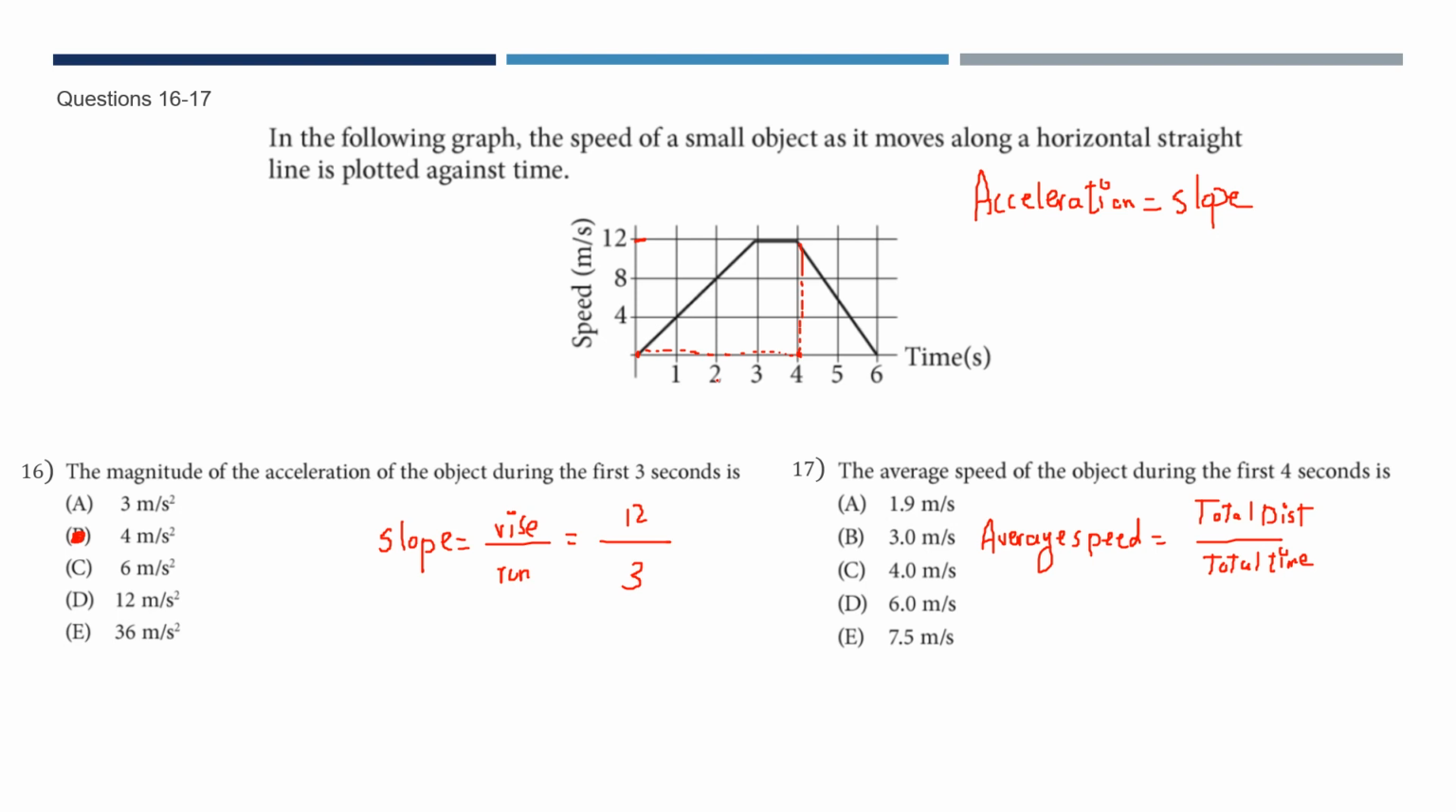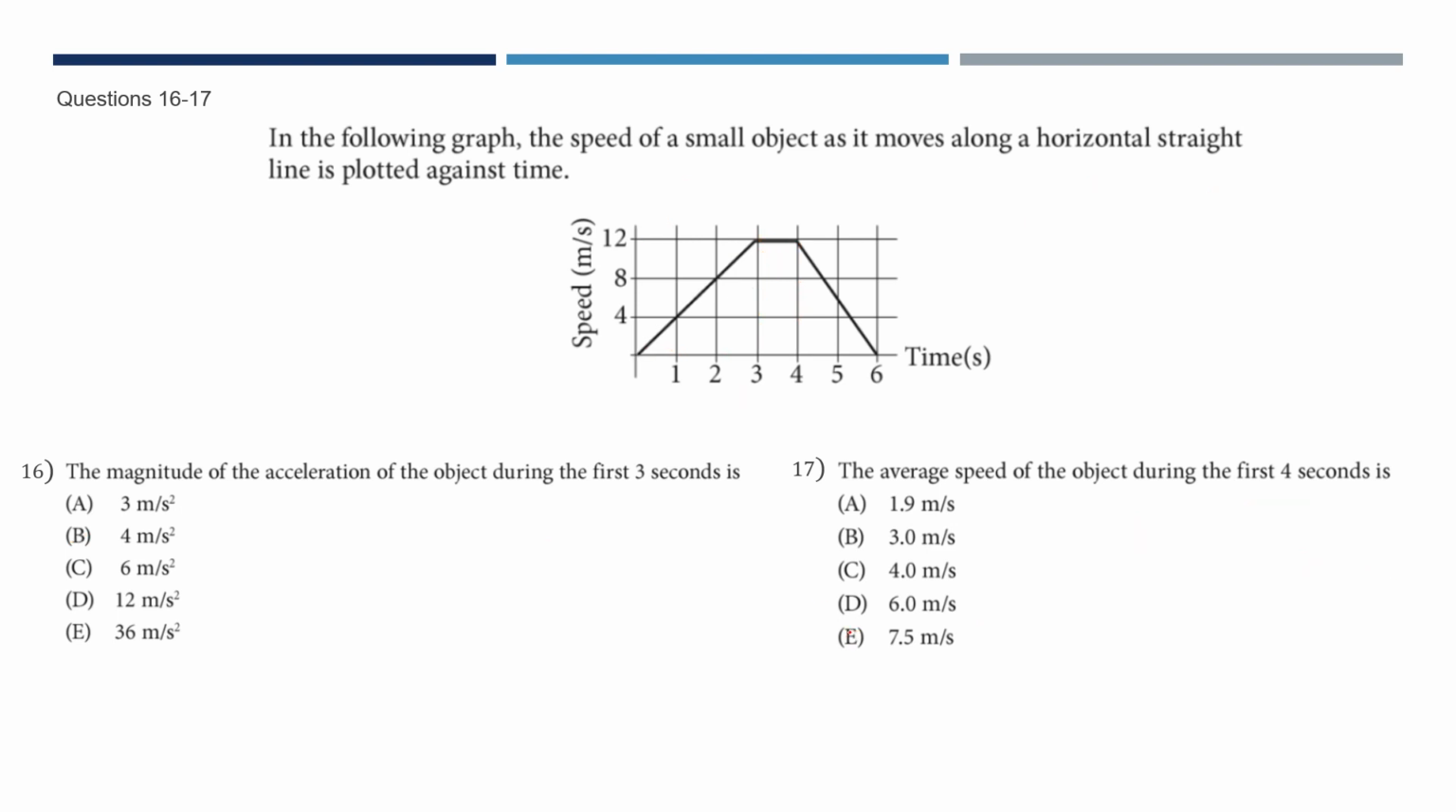To find the total distance, you can find the area of a rectangle and the area of a triangle. The area of this rectangle is 1 times 12. The area of the triangle is half times base times height, which is half times 3 times 12. So the total area of this part is going to be 30 meters. So the total distance is 30. The total time is 4 seconds. So 30 over 4 is 7.5 meters per second.